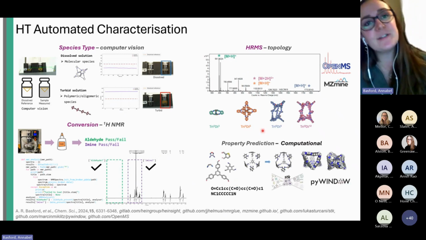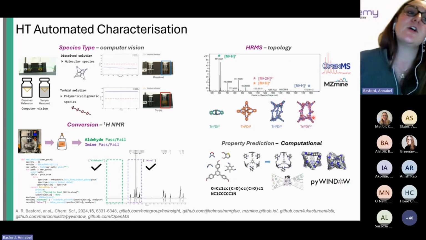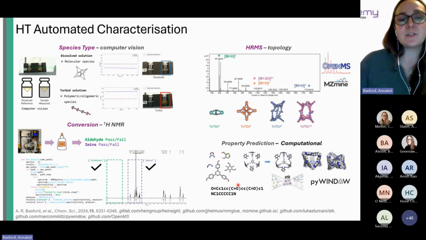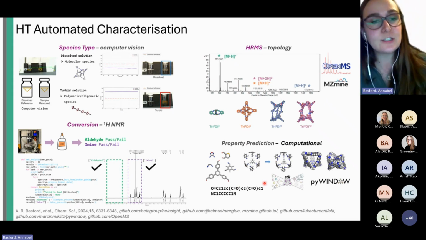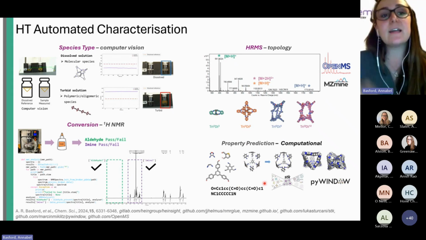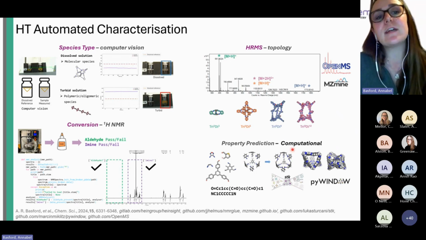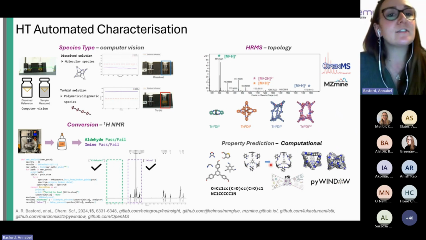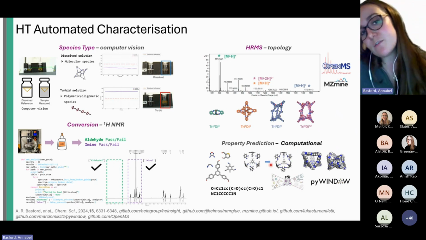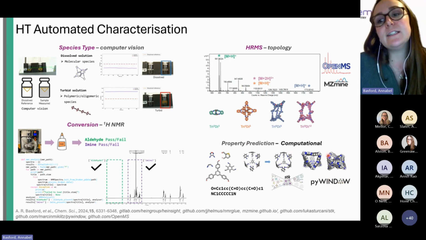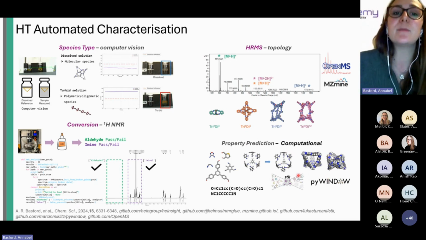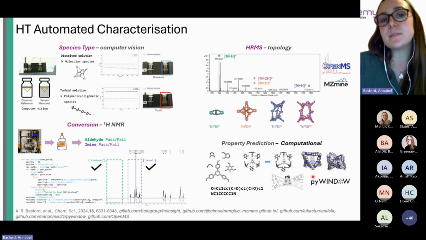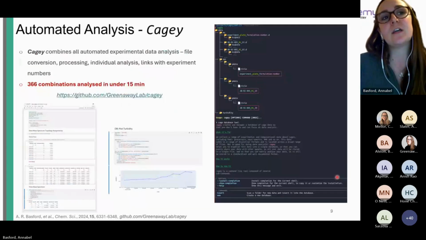And then finally, we integrated the computational side. So we read in all our precursor building blocks as SMILES strings, assembled them using our supramolecular toolkit, which is again an open source package free to use, to create our cages, conducted quick MD lowest energy conformer searches, and then created our cages of what we think they should look like, and used pyWindow to assess whether they were shape persistent or they had collapsed.